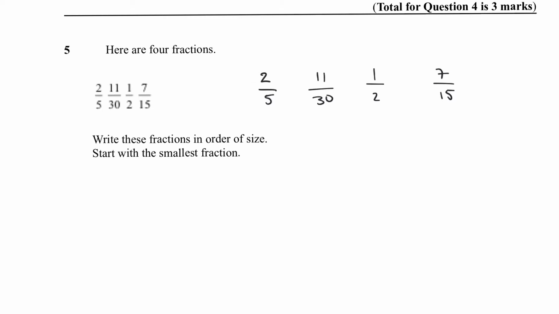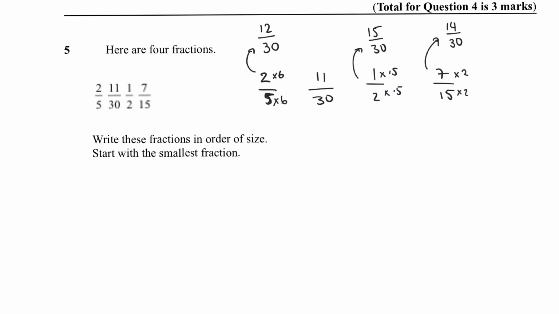So the 11 out of 30 is not going to change. So the first one that we're going to change is the 2 out of 5. Because we know 5 times 6 would be 30, we're going to times both top and bottom by 6, and that's going to change the fraction to 12 out of 30. And then a half, if you times both top and bottom by 15, that would leave you with 15 out of 30. And with the 7 out of 15, if you times both top and bottom by 2, that'll leave you with 14 out of 30.